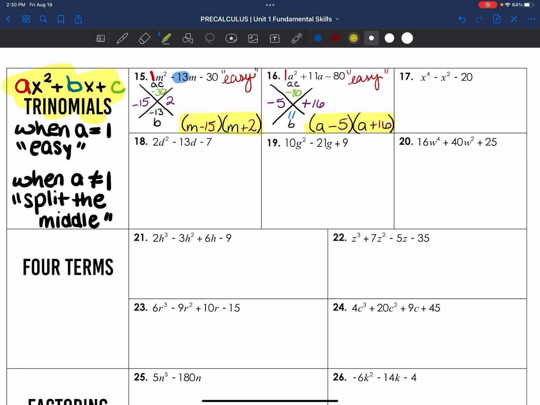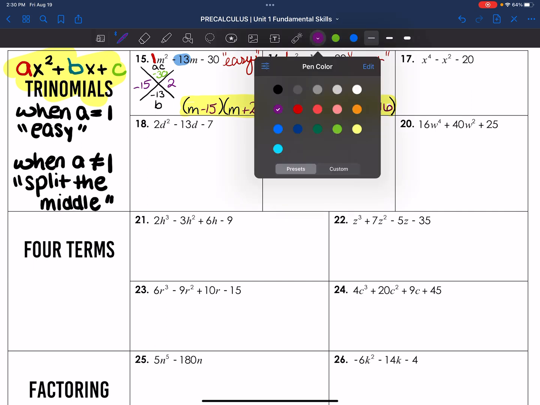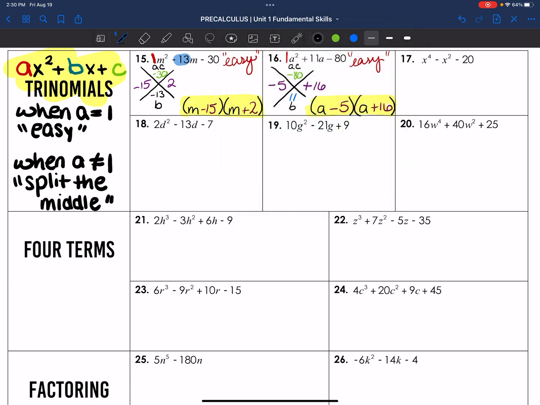There we go. All right. Now, ladies and gentlemen, what if we do not have the easy style? What happens when our a is greater than 1, but it is still this quadratic trinomial kind of setup? Well, we are still going to use the cross, but it's going to be requiring a little bit more from us. So take a look at 18.